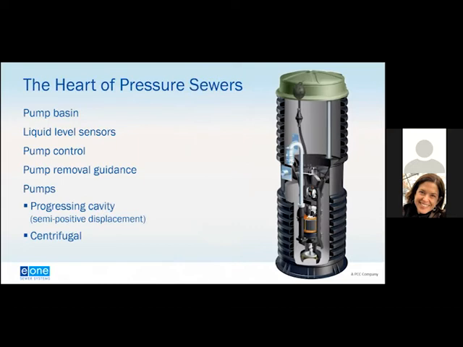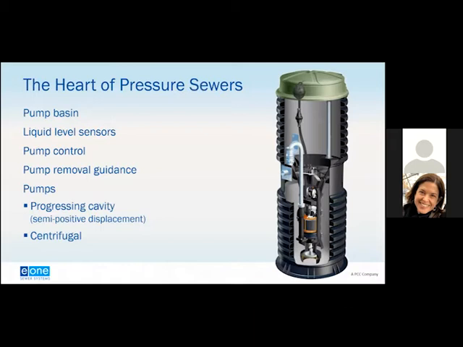So the heart of a pressure sewer system is your pump basin and everything inside the pump basin. You'd have one of these located at each property: your pump basin, your liquid level sensors, the components that tell the pump to turn on and off based on the liquid level within the basin, the pump controls that actually cause that function to happen, and then your pump removal guidance. With the E1 semi-positive displacement pump, that pump removal guidance is a little funnel where the pump just sits right in. Most centrifugal grinder pumps will have a typical rail system that can create some operational and maintenance considerations to look at.